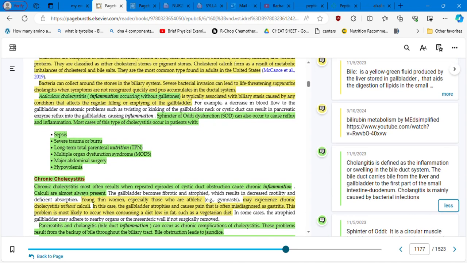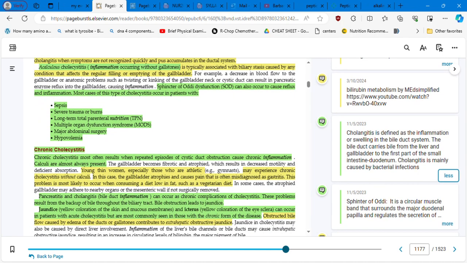We have the sphincter of Oddi, as I mentioned before. The dysfunction can also cause reflux, and we know, we studied GERD, with the lower esophageal sphincter. This is the same thing. The sphincter of Oddi can cause reflux and inflammation, right? So it's not entering the duodenum, so it's going to go back into the biliary system, into the common bile duct.